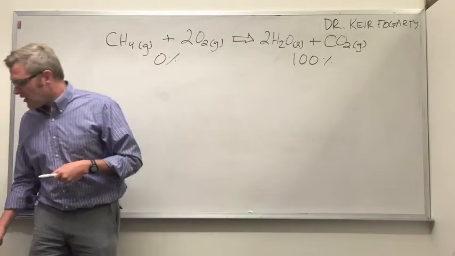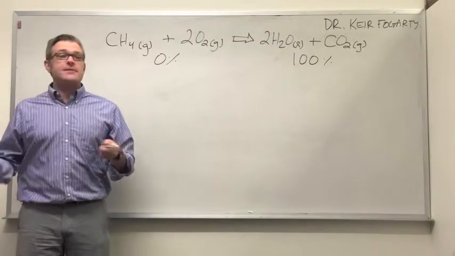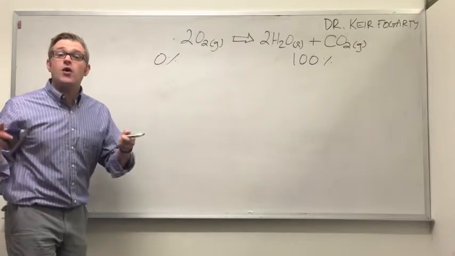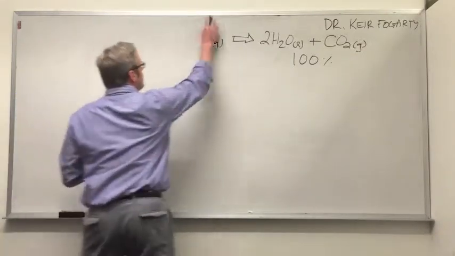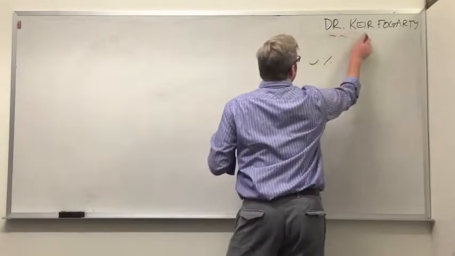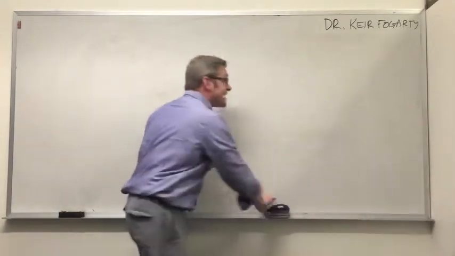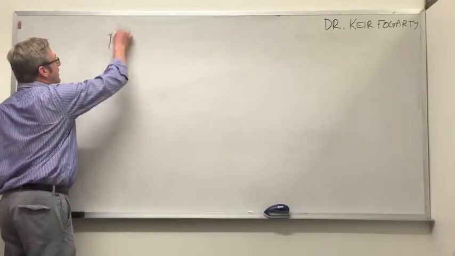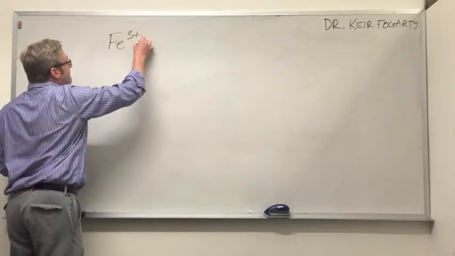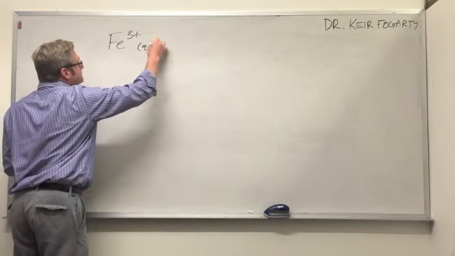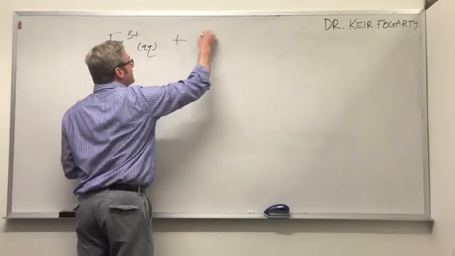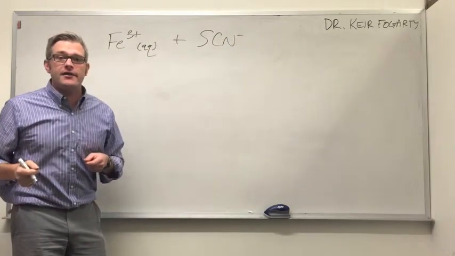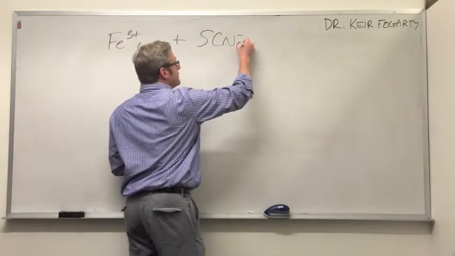In chemistry, we have other types of reactions. We have two-way reactions or equilibrium reactions. For instance, a common test for the detection of the iron 3+ ion is to add thiocyanate ion. And I'm just drawing the net ionic reaction in this case.